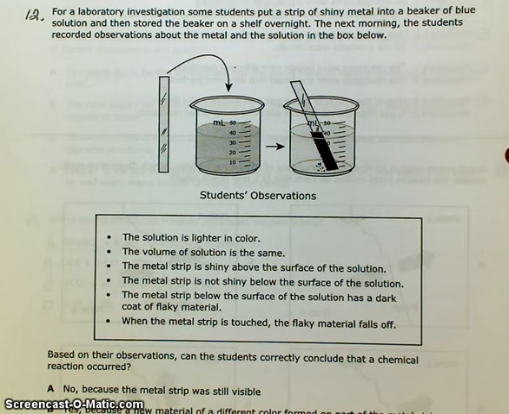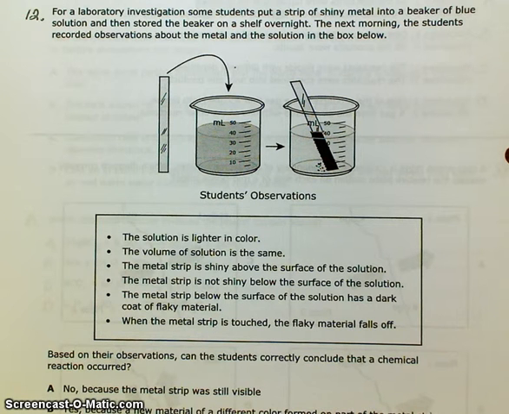Number 12. For a laboratory investigation, some students put a strip of shiny metal into a beaker of blue solution and then stored the beaker on a shelf overnight. The next morning, the students recorded observations about the metal and the solution in the box below.